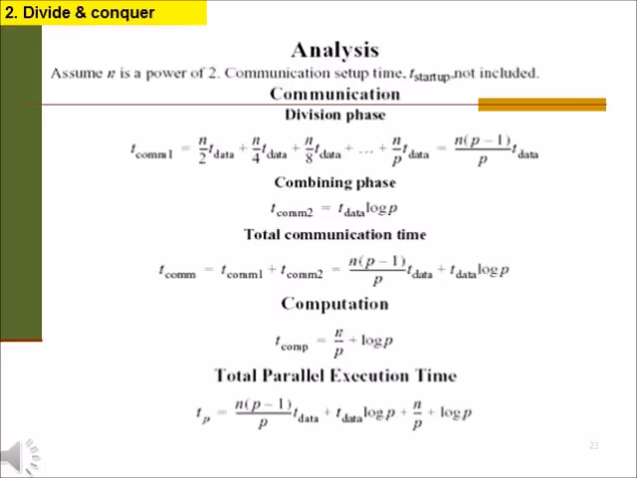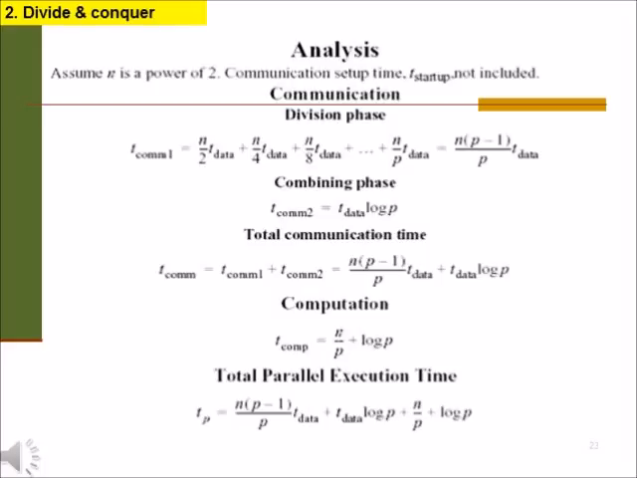At the end of the divide phase, the n over p numbers are added together. Then, one addition occurs at each stage during the combining phase, which gives us the formula shown under the label computation. The time complexity for this is again O of n for a fixed number of processors. If n is large and p variable, then we get O of n divided by p. This results in the overall execution time in the formula shown under the label total parallel execution time.